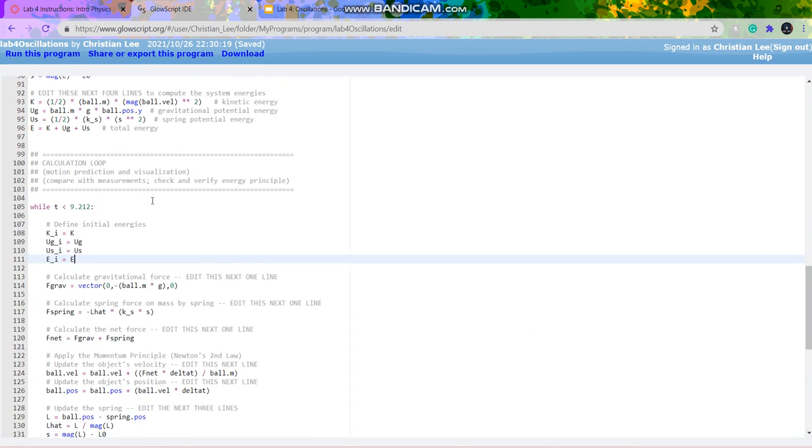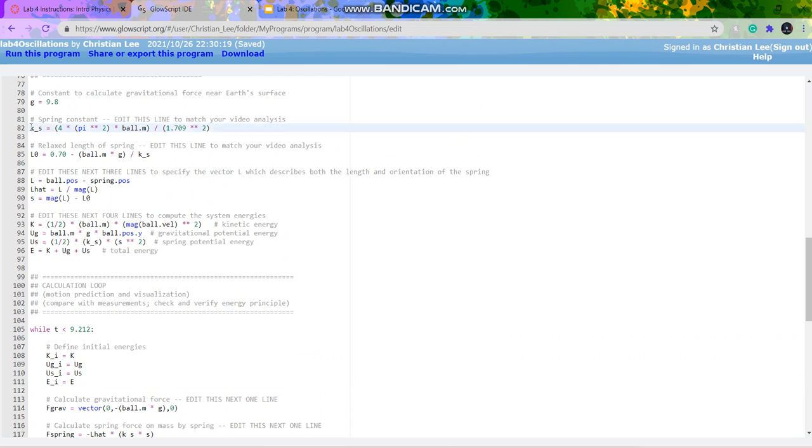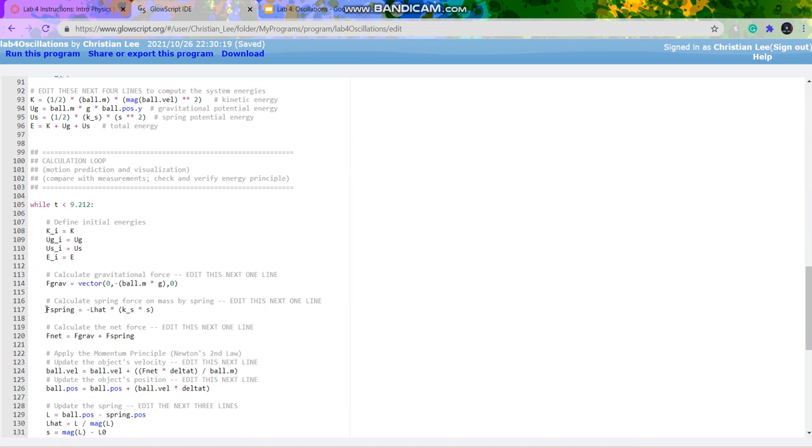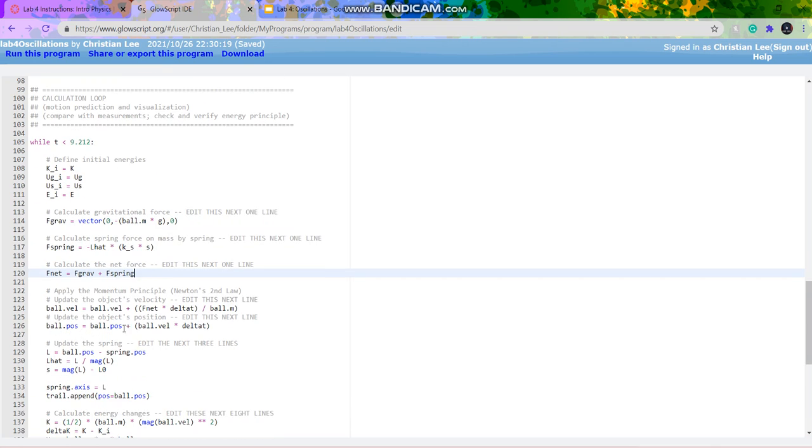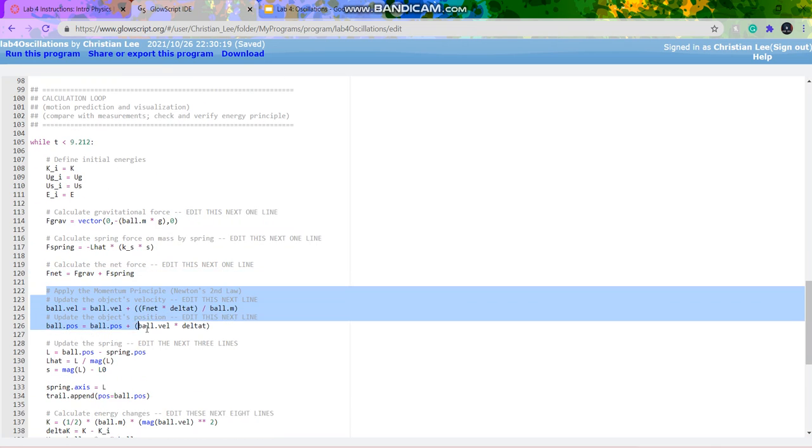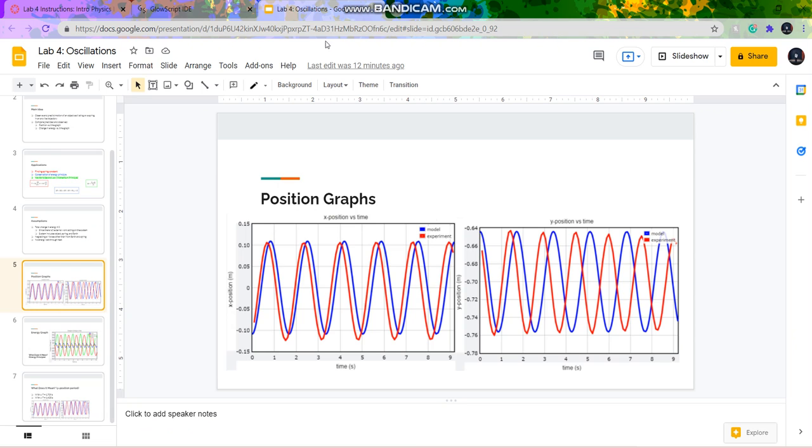Let's look at our GlowScript code. So our spring constant here can be calculated using the mass of our ball, as well as the period of oscillation that we just found. s can be found by subtracting the relaxed length of our spring from the stretched length of our spring. Those two numbers can be used to calculate our spring force, and then our gravitational force is simply negative mg, in which g is acceleration due to gravity. By adding those two forces together, we get our net force, which is then used in our momentum principle to update our velocity and position, and construct our model.